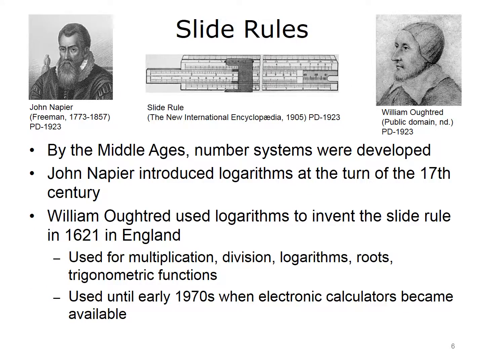By the Middle Ages, number systems had been developed. John Napier introduced logarithms at the turn of the 17th century, and William Oughtred used these logarithms to invent the slide rule in 1621 in England. The slide rule is used for multiplication, division, logarithms, roots, and trigonometric functions. It was widely used up until the early 1970s when electronic calculators became available. You can still find some slide rules around today.